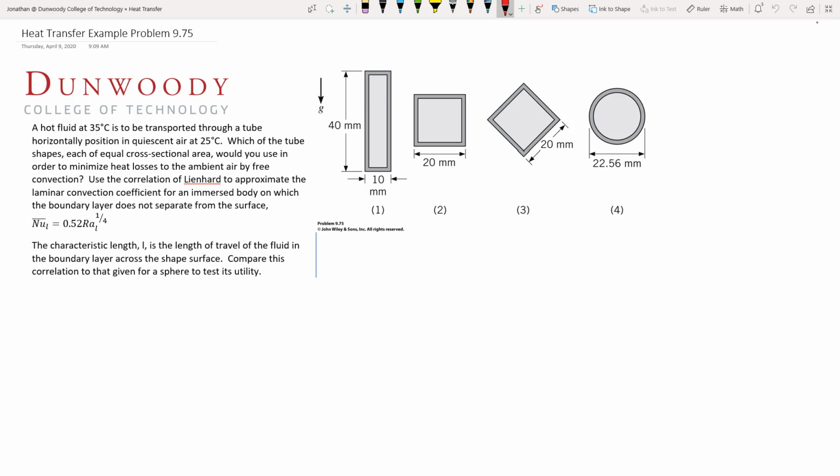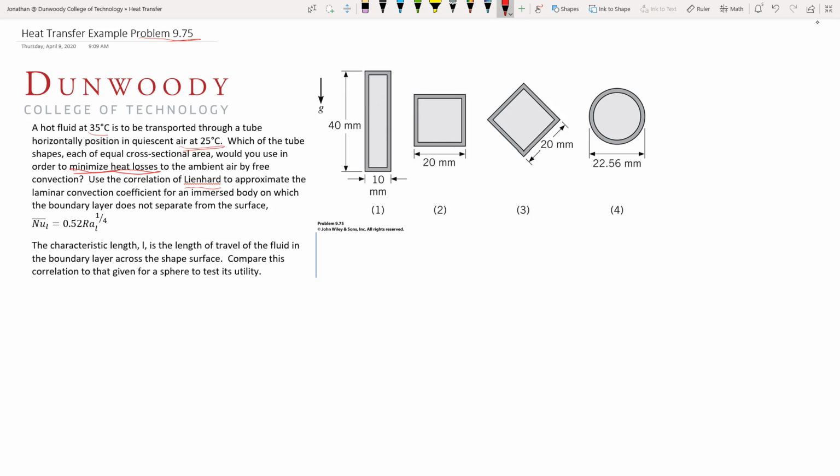We're doing a heat transfer problem from 9.75 in Bergman. This problem has some fluid at 35 degrees C transporting through some tubes through quiescent air at 25 degrees C, and we're asked to determine which of these four tube shapes of the same cross-sectional area we would want to use to minimize heat loss by convection. And we're told what correlation to use.